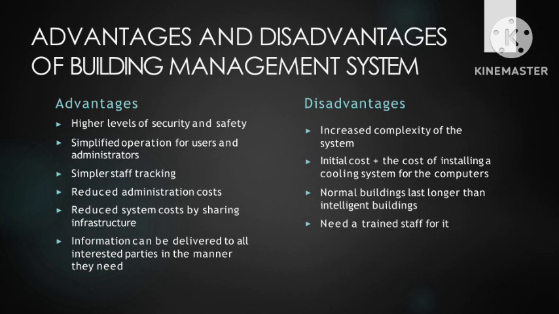1. Increased system complexity. Implementing BMS adds complexity to building systems, requiring careful management and maintenance. 2. Initial cost and additional cooling system expenses. The upfront cost of implementing BMS, along with the cost of installing cooling systems for computers, can be significant. 3. Shorter lifespan compared to traditional buildings. Intelligent buildings may have a shorter lifespan compared to traditional ones due to technological advancements. 4. Need for trained staff. Operating and maintaining BMS requires trained personnel, adding to operational requirements. Considering these factors can help us make informed decisions about implementing building management systems in our buildings.